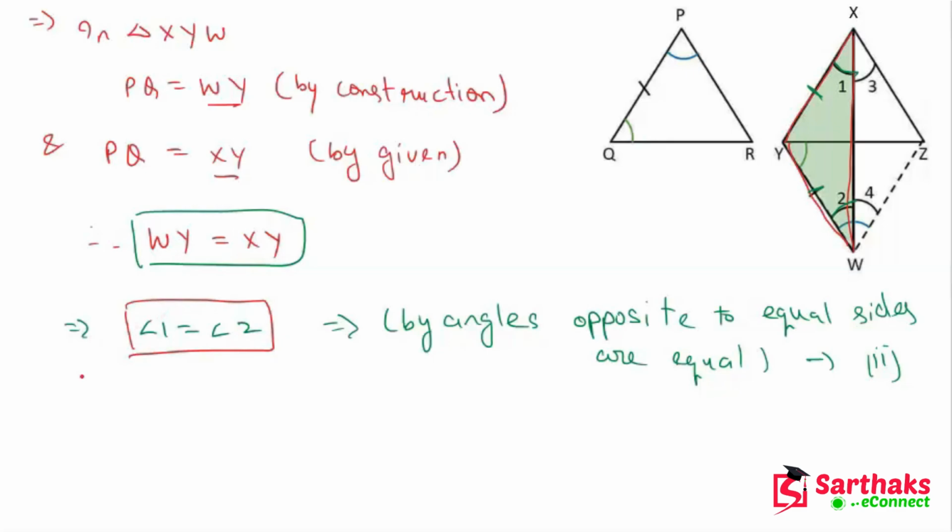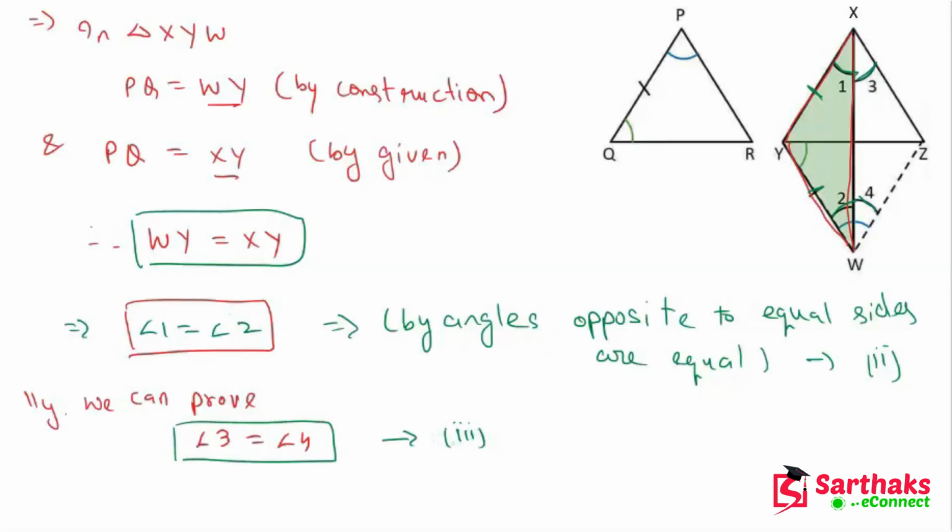So now similarly we can prove angle 3 is equal to angle 4, meaning this angle 3 is equal to angle 4. Got it? And this is the third equation. Now we are going to add equation second and third. So we get what?